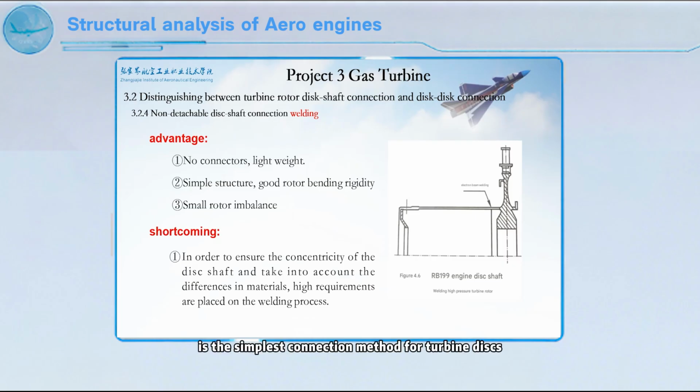Welding is the simplest connection method for turbine discs and shafts. Its advantages include the lack of fasteners and light weight. It offers a simple structure, good rotor bending rigidity, and minimal imbalance. As shown in the figure, the high-pressure turbine of the RB199 engine utilizes this structure.